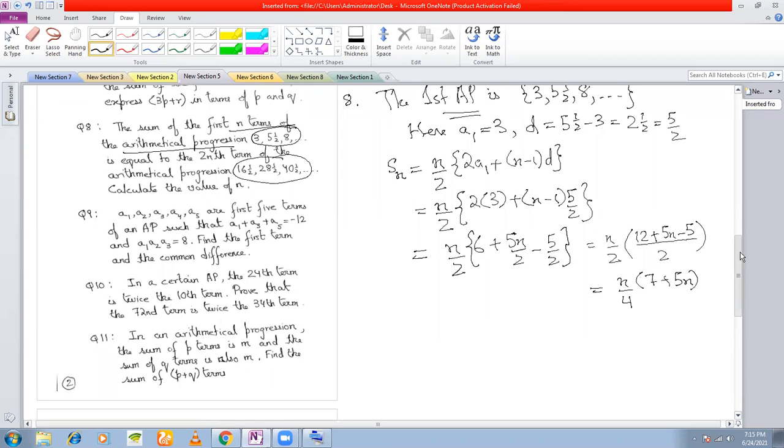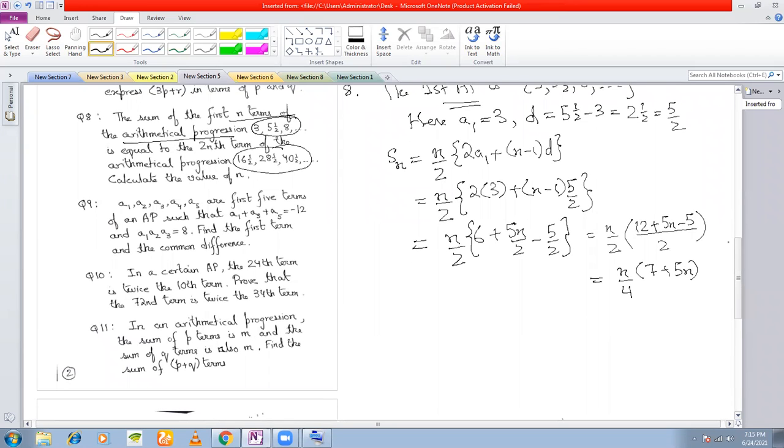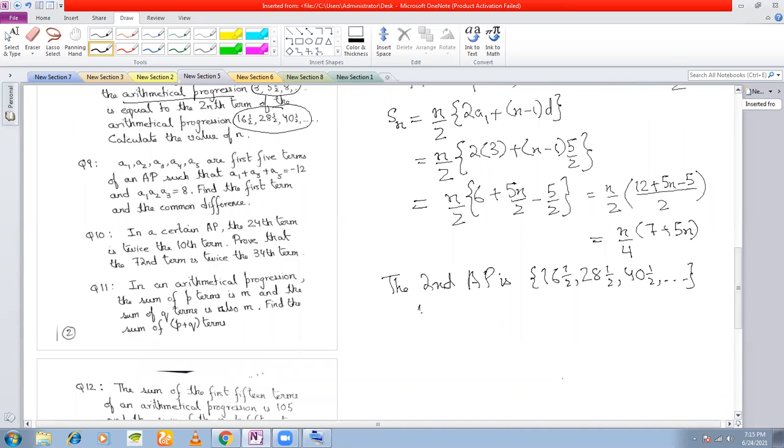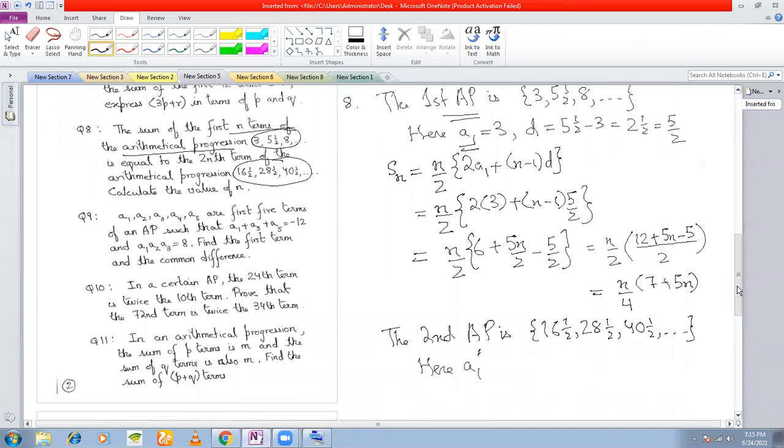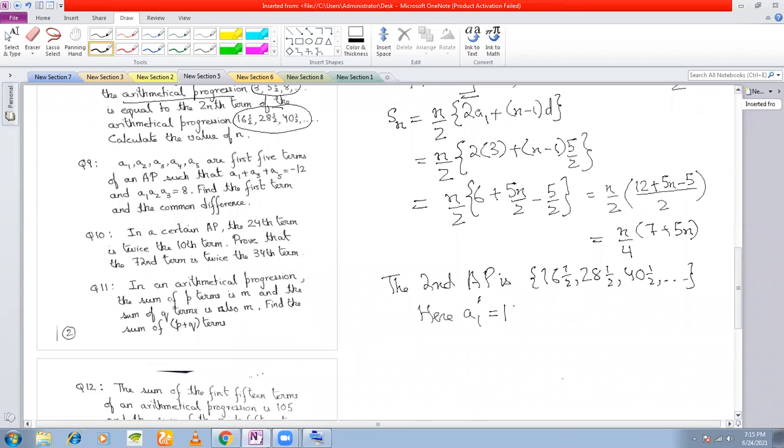Now we move to the second AP, right? If you see the second AP here given is 16.5, 28.5, 40.5, and so on. So what is the first term here? A1 dashed, because I have already used the notation A1 here. Let us use A1 dashed here. A1 dashed here is 16.5, right?